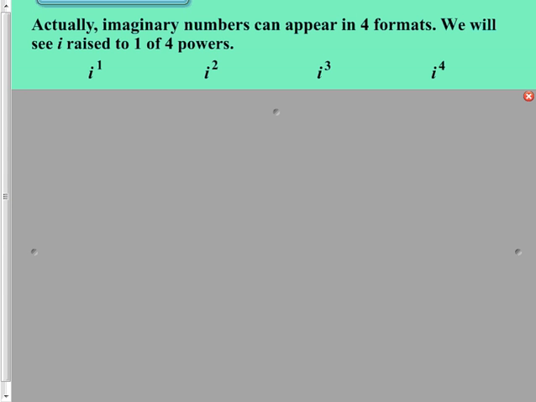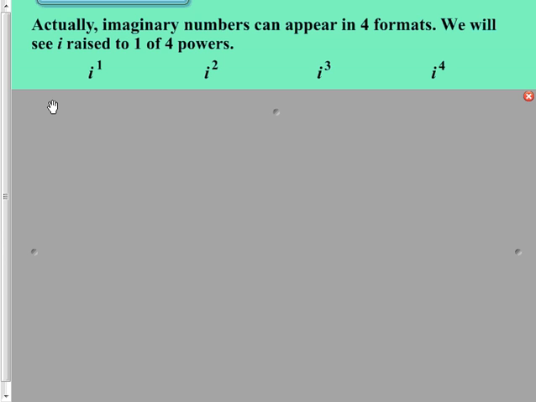Okay, now I'm going to give you a little bit of information here. Go ahead and write this part down. I'll tell you where you can take a break here in just a second. Actually, imaginary numbers can appear in 4 different formats. We will see i raised to one of 4 powers. Okay, i to the first, i squared, i cubed, and i to the 4th.